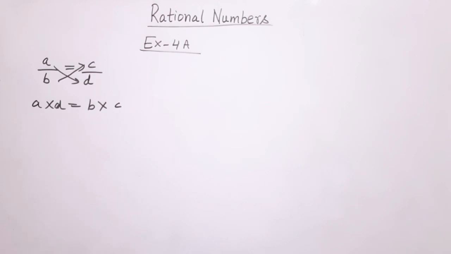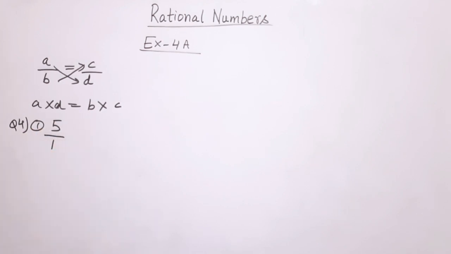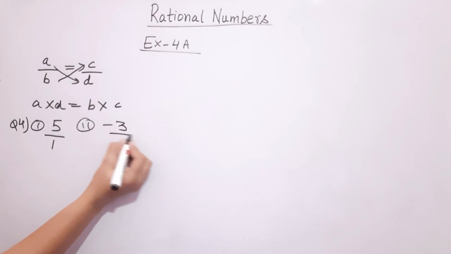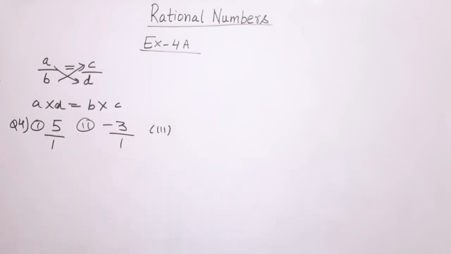ठीक है. क्वेश्चन नंबर 4 में क्या करना है आपको, सभी नंबर्स को in the form of rational numbers you have to write, and write numerator and denominator in each case. तो फर्स्ट ऑप्शन आपका 5 है, तो 5 upon 1, 5 is the numerator and 1 is the denominator. Now the second option is minus 3. So minus 3 upon 1. Minus 3 is the numerator and 1 is the denominator.